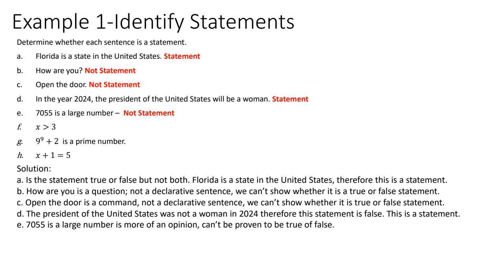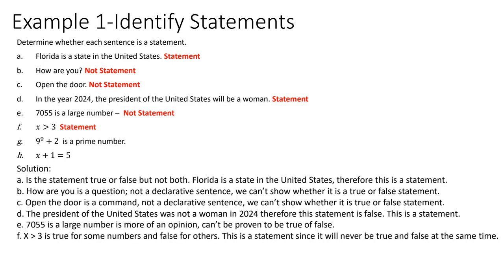Because this sentence becomes true or false once you substitute X with a number, we're going to call it an open statement. So it is a statement, but it is open because it's missing the actual number for X. So this is another type of statement. You can think about it that it's going to be true for some numbers, and false for other numbers, but it's never going to be both. Therefore, it's considered a statement.